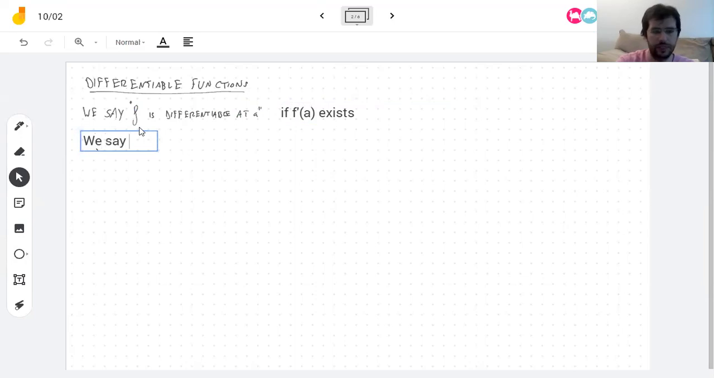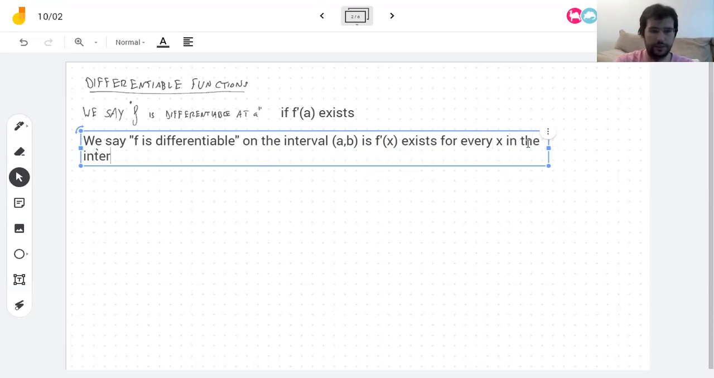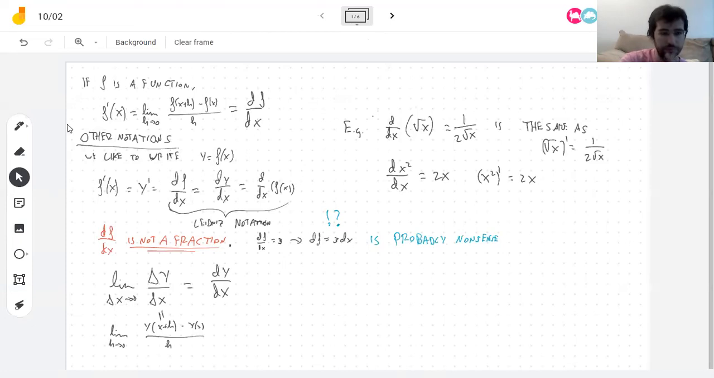And we say f is differentiable on an interval, on the interval AB, if f prime of x exists for every x in the interval. So we already know one example where the derivative fails to exist, which was the square root that we saw yesterday. This function, its domain doesn't include zero. And that's going to be because the square root is not differentiable at zero.